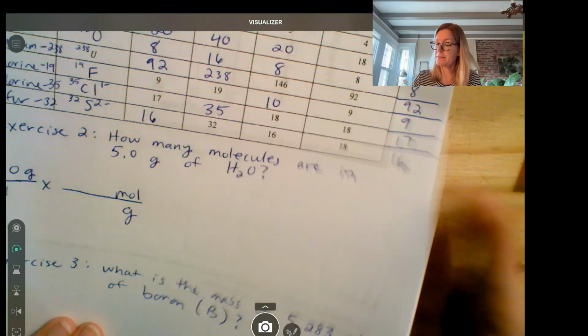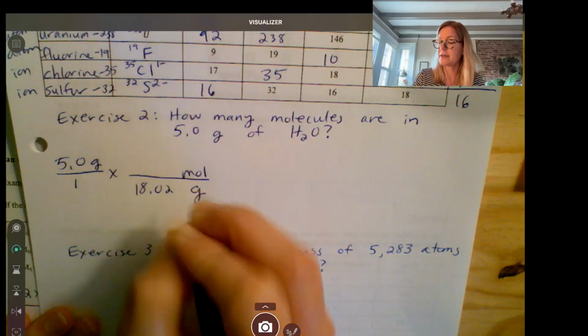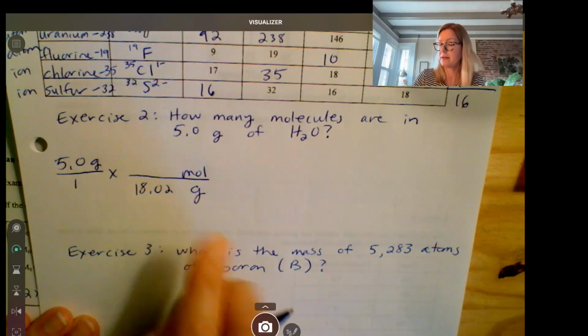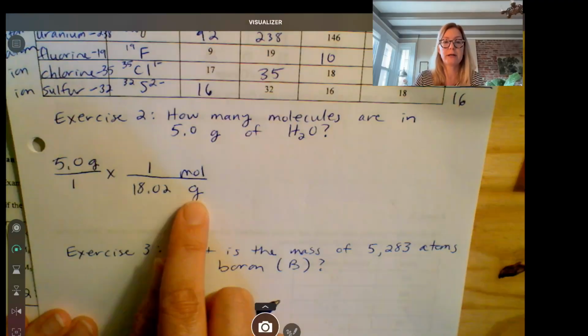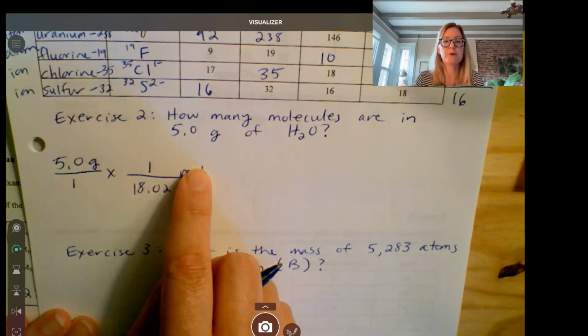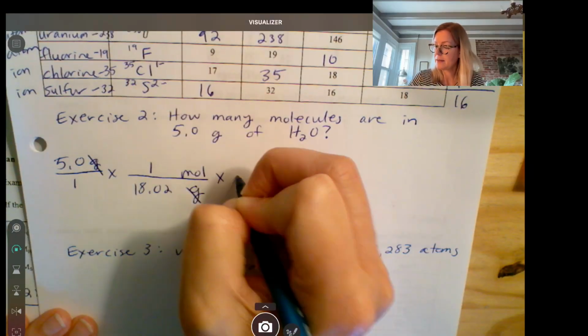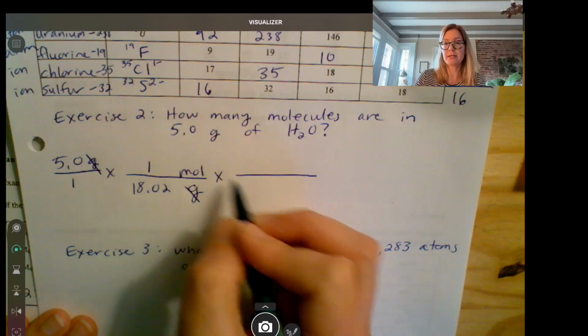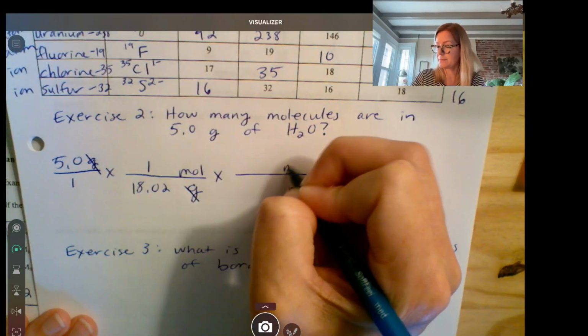okay? Remember, 18.02 grams per mole means the 18.02 is the grams, it goes where G is, for every 1 mole. That's what 18.02 grams per mole means. It means 18.02 grams for every 1 mole, or 1 mole for every 18.02 grams. Okay, cancel grams. Now, next step is clearly, we got to get rid of moles, throw that under the bus, and we want to get to molecules.